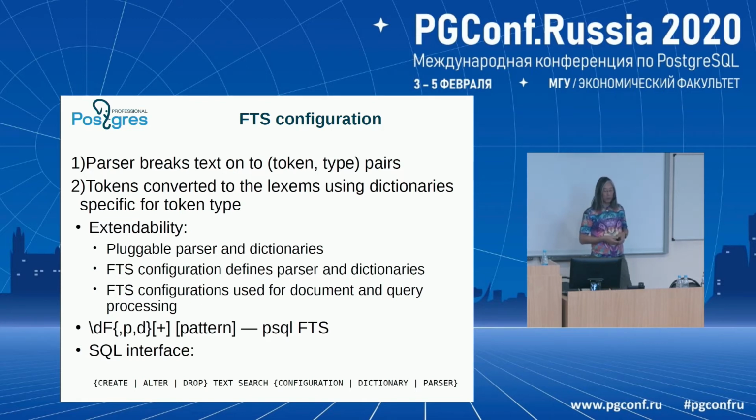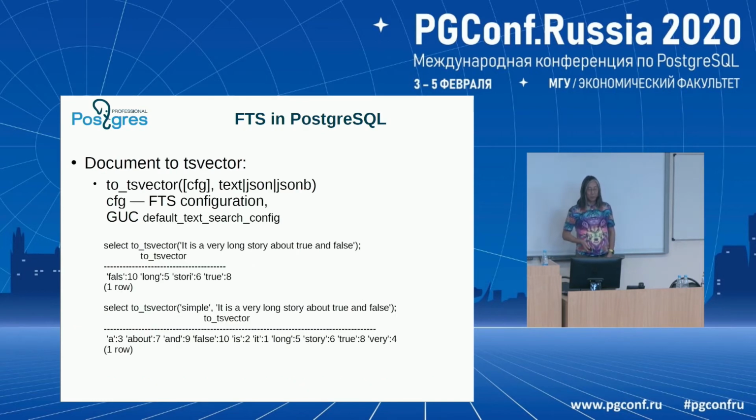In psql, you can use these commands \dF, and then P, D, or plus to get the information about the full text search and full text configuration. And in addition to that, we also added an SQL interface so that you could configure it all with ordinary, normal, common English language.